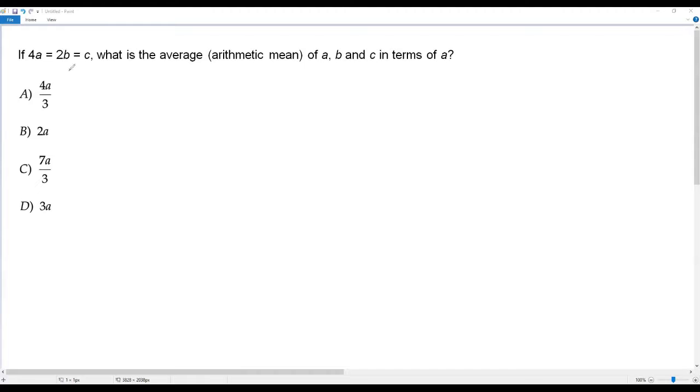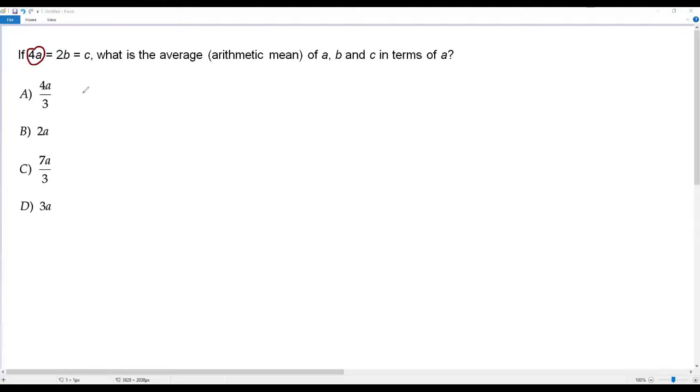Okay, now let's consider the given equation over here. That is the value of 4a, the value of 2b and the value of c. All of them are equal. So for example, if I assume the value of 4a is just 5, then what is the value of 2b? That is also 5. The value of c is also 5 because all of them are equal. But I am not sure what is the exact value of each of these three quantities.